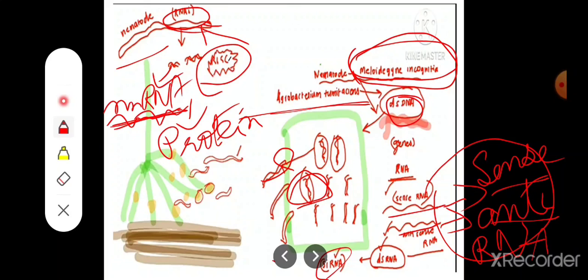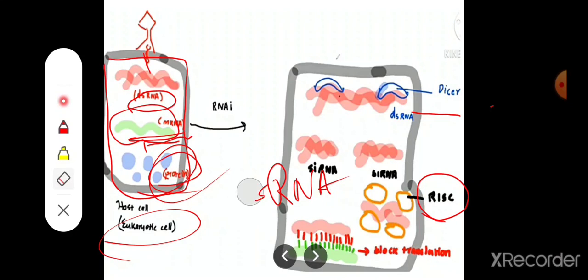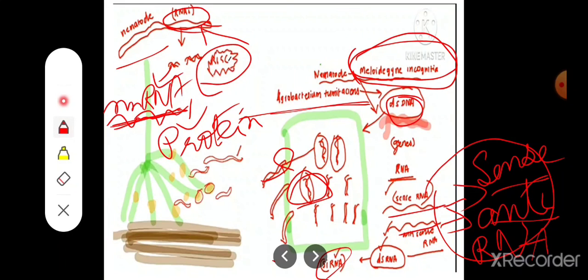So they bind to the complementary bases. You can see it here in the diagram also. mRNA is bound by a complementary RNA which is produced by the host cell. Clear? Same way here also, once the mRNA has been produced, at that time the single-stranded RNA will bind to the mRNA and they form complementary base pairing.